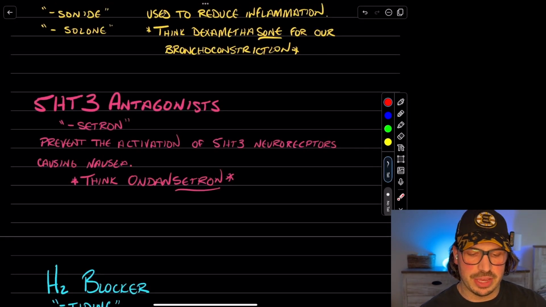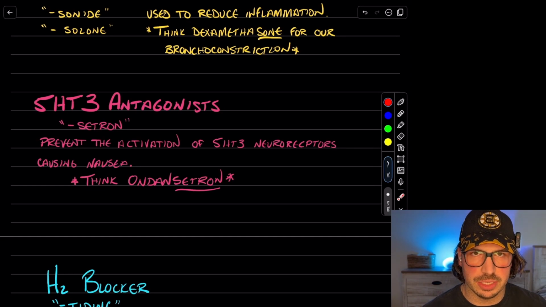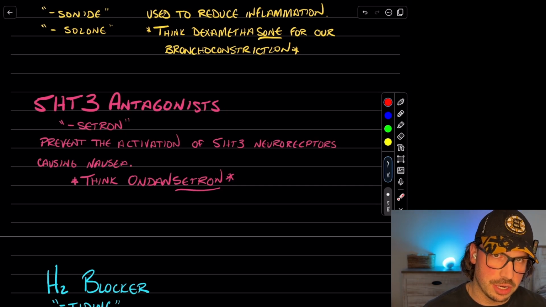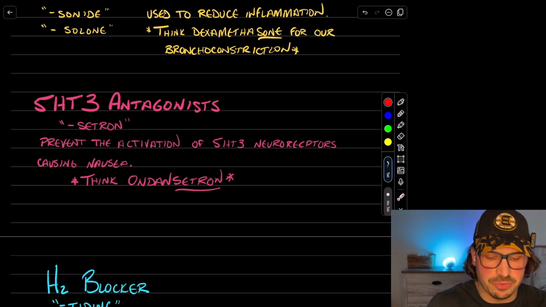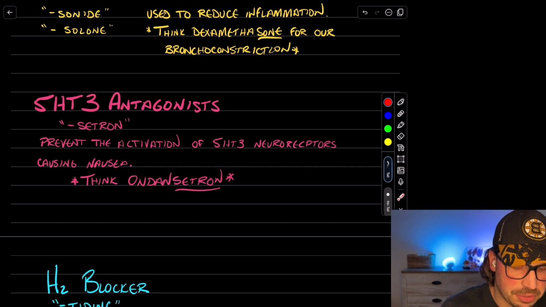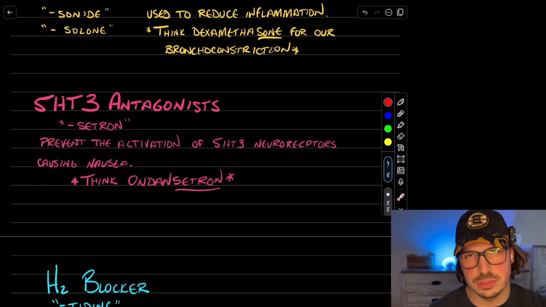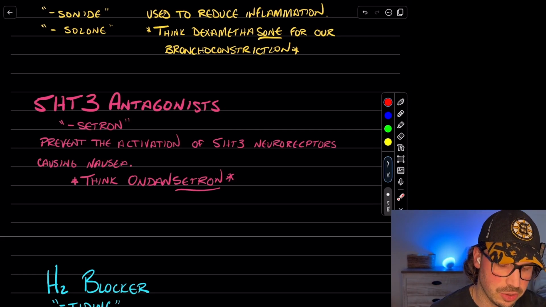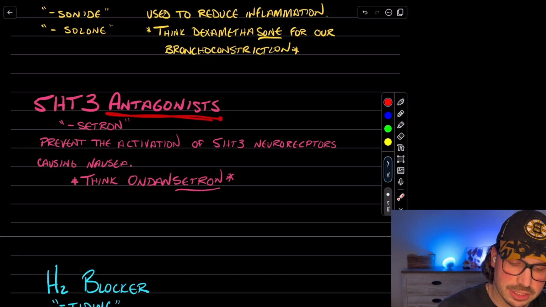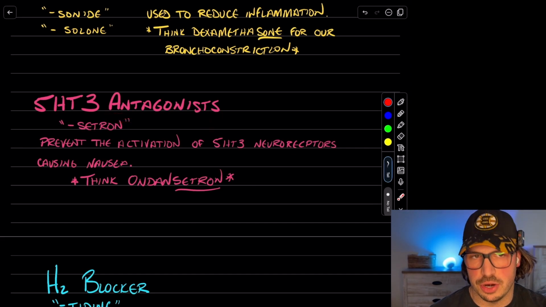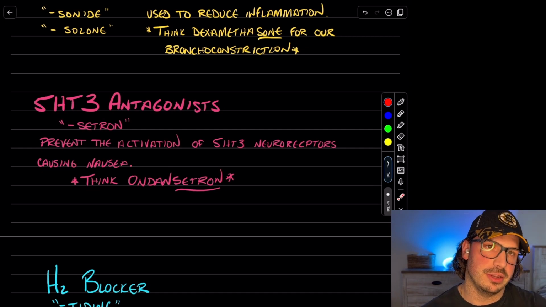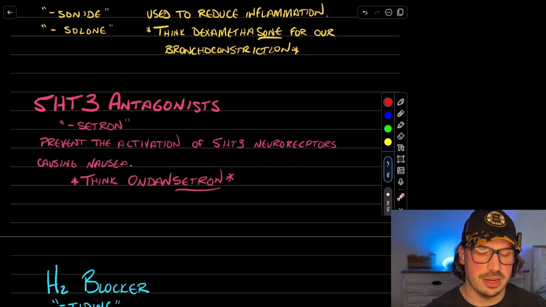Next one is 5-HT3 antagonists. This is another medication we give in our ALS kit. It's denoted by the suffix cetron, so ondansetron. This is basically preventing activation of these receptors in the brain. These receptors, HT3 receptors, cause nausea. So these antagonists, again, if you're thinking about Narcan and opiate antagonists, they're going to go to those receptor sites and prevent the activation of them and prevent that nausea.